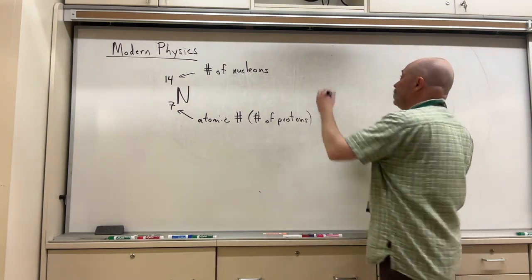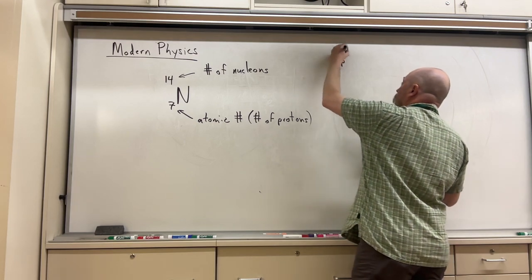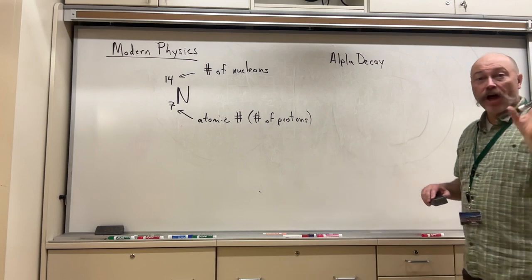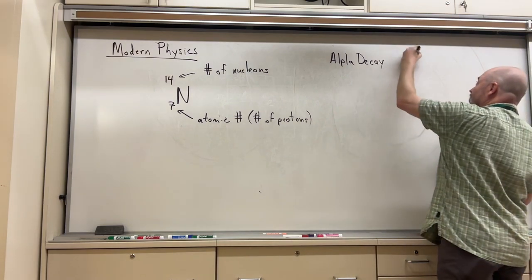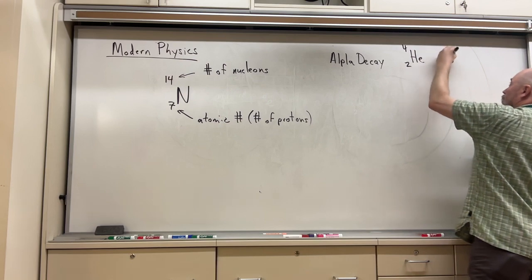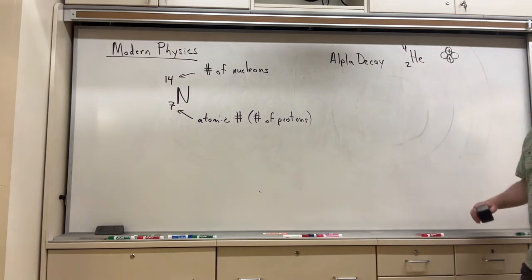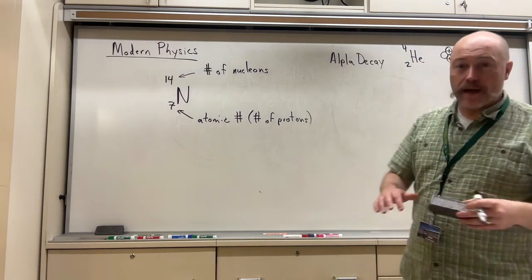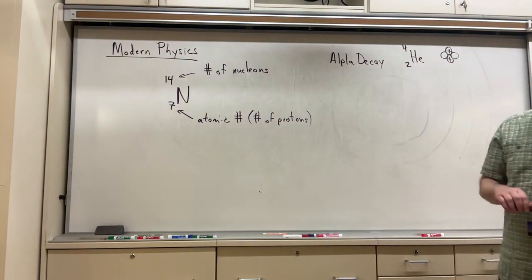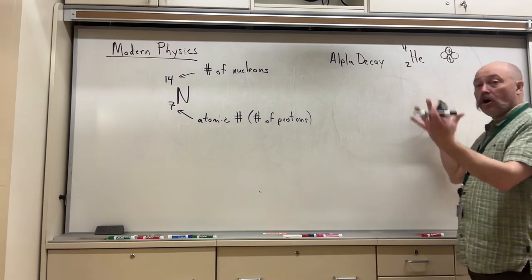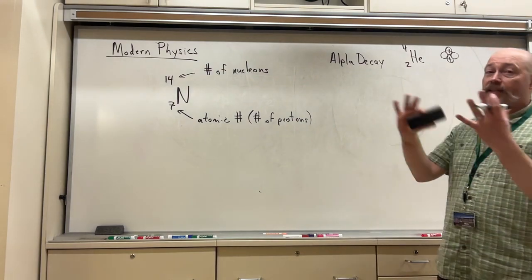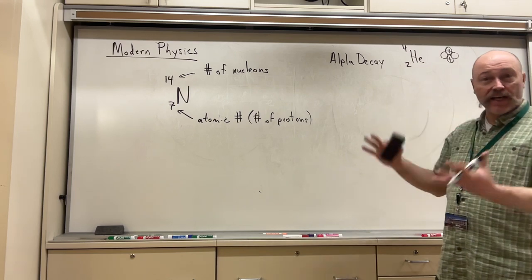So the first type is called alpha decay. Remember, an alpha particle is just a helium nucleus, which is what I just drew for you. So what actually happens with alpha decay? This typically happens if you have a really, really large nucleus, like uranium, for example, with lots and lots of protons and lots of neutrons.